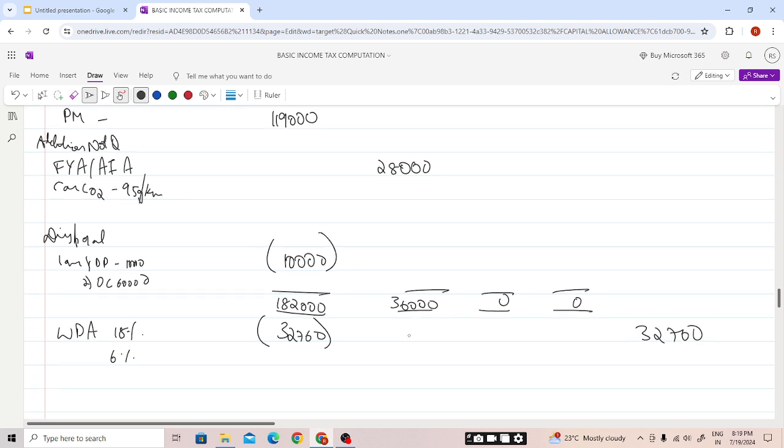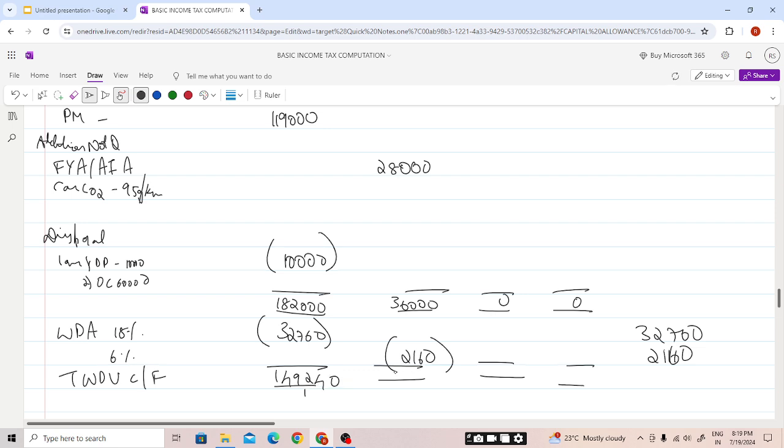Special pool 6%, it will be, students, 2,160. So the tax written down value carried forward will be, students, 149,240 for the main pool and 33,840 pounds for the special rate pool. And the total allowance will be, students, 1 million plus 32,760 plus 2,160. This will be 1,034,920 pounds. I hope this is clear.